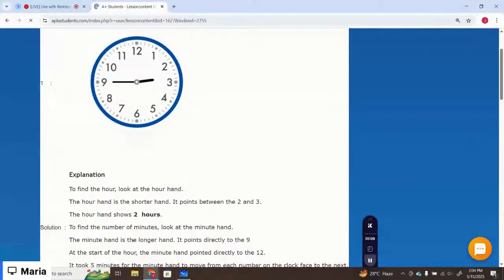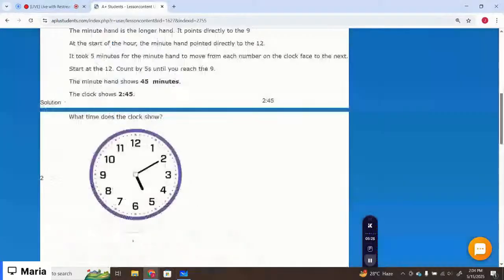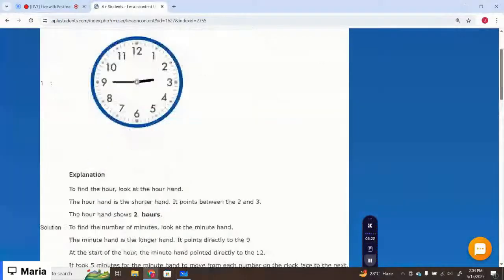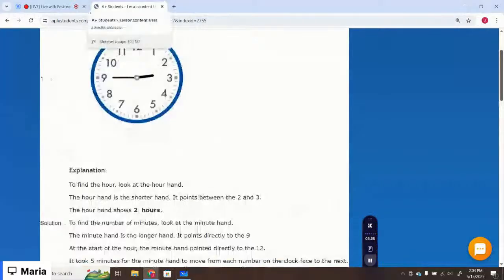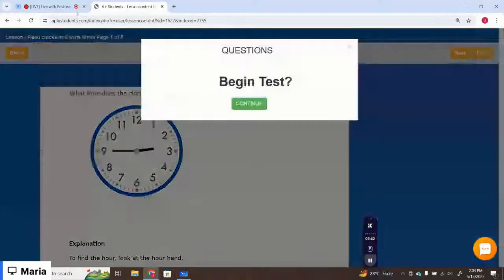Okay, so the shorter hand is the hour hand, right? That is between two and three. And the longer one is the minute hand that points to nine. So that means that is 2:45, right? Very good. The correct option is 2:45. Let's just start with the test questions.